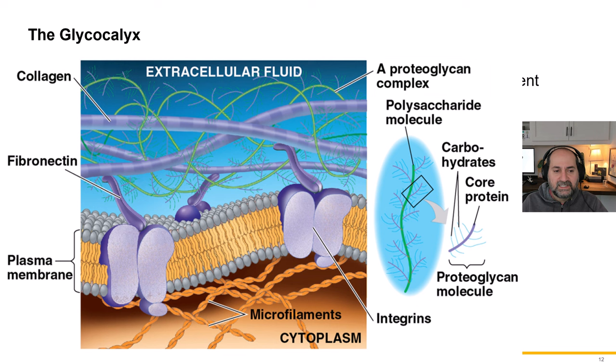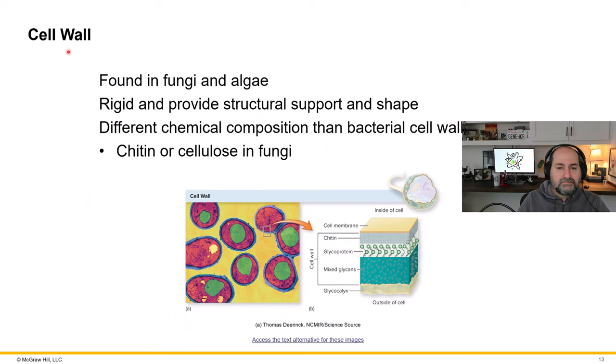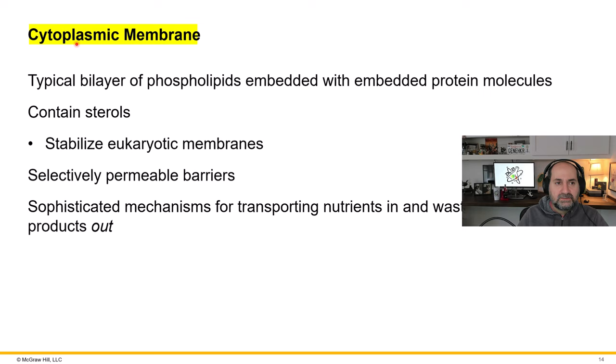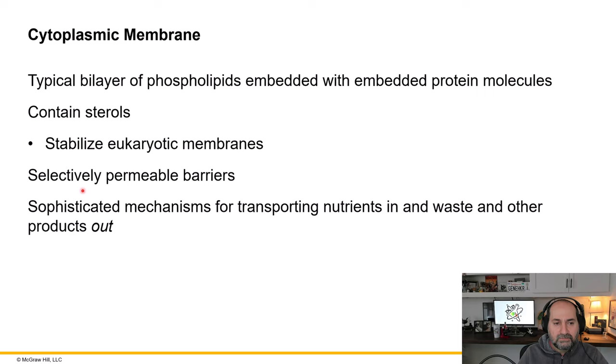Now, some eukaryotes have a cell wall, right? Fungi and algae are known for having a cell wall. Fungi typically have a cell wall of chitin. Algae and plants typically have a cell wall of cellulose. Remember that all cells have some kind of cytoplasmic membrane, including prokaryotic cells. The eukaryotic cytoplasmic membrane is selectively permeable, which means it allows nutrients to enter the cell and waste and other products out of the cell.